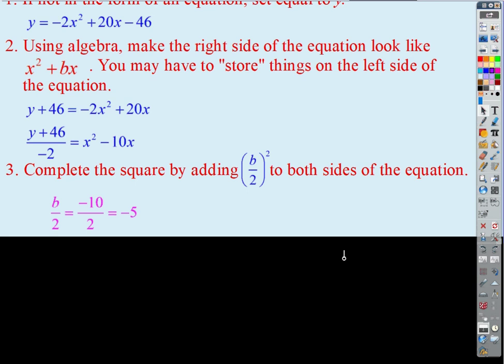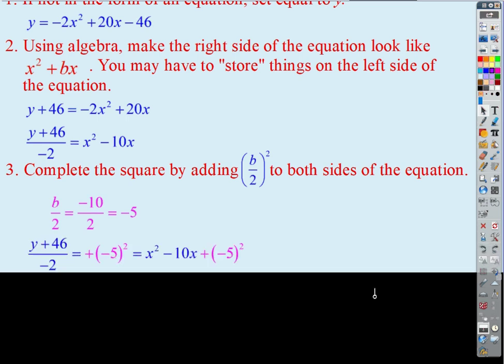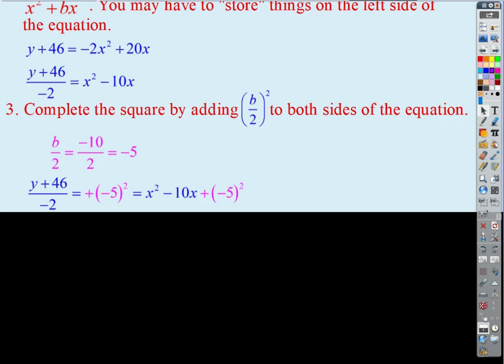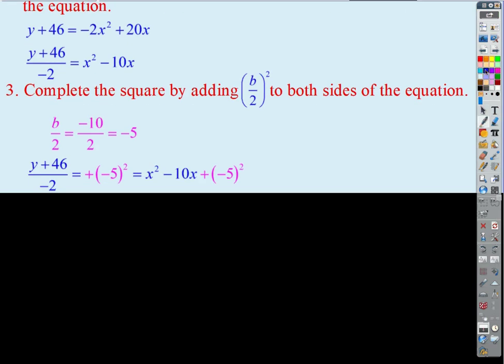So b over 2, if b is -10, b over 2 would be -5, right? -5 squared would just be 25. So we're just going to add 25 to both sides. We're adding half of b squared. So what's that going to give us on the right side? On the right side, we're going to get x squared minus 10x plus 25.